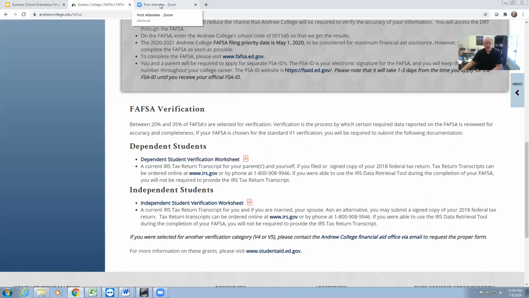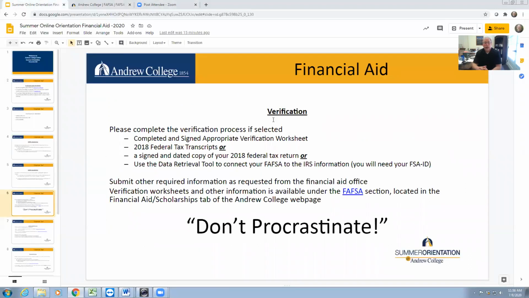We would also need to have one of three things. Either you're able to use the data retrieval tool when you file the FAFSA. You will need an FSA ID in order to do that. If you did not do that, we will need either a copy of your 2018 federal tax transcript, which can be ordered from irs.gov, or a signed and dated copy of your 2018 federal tax return.